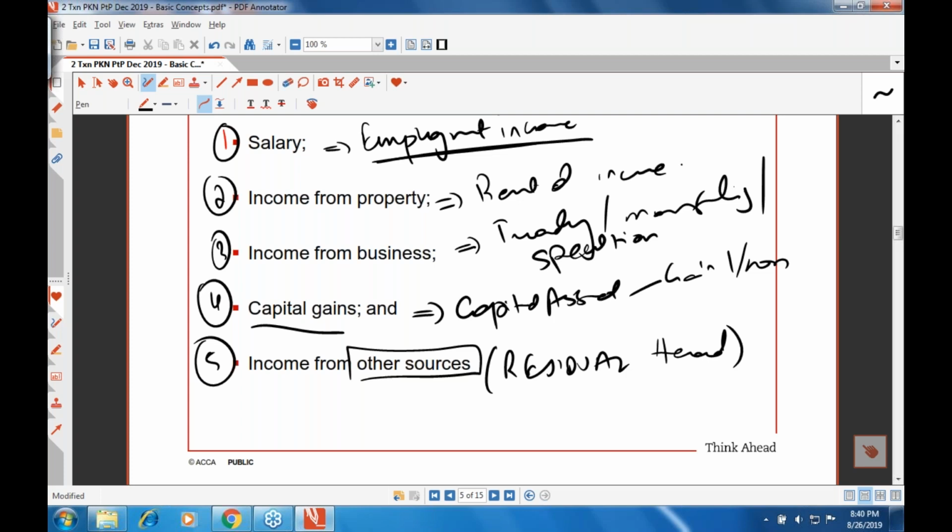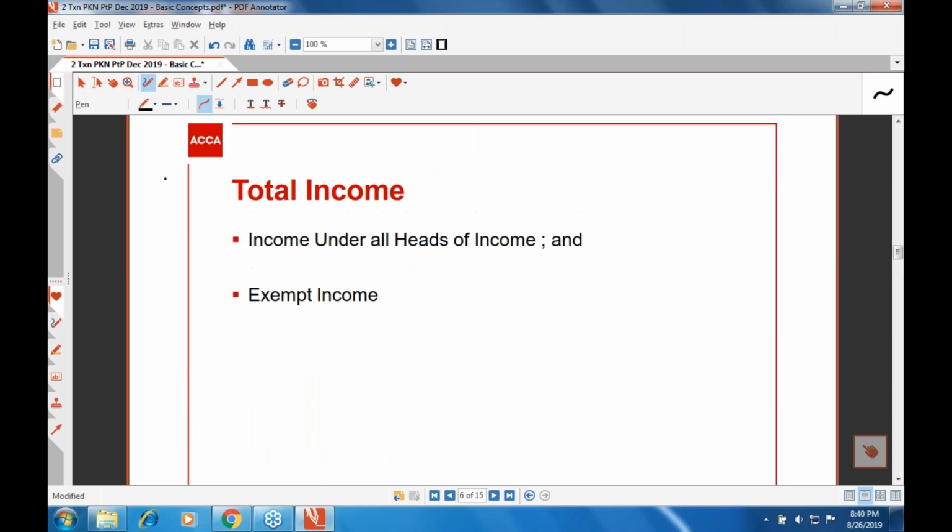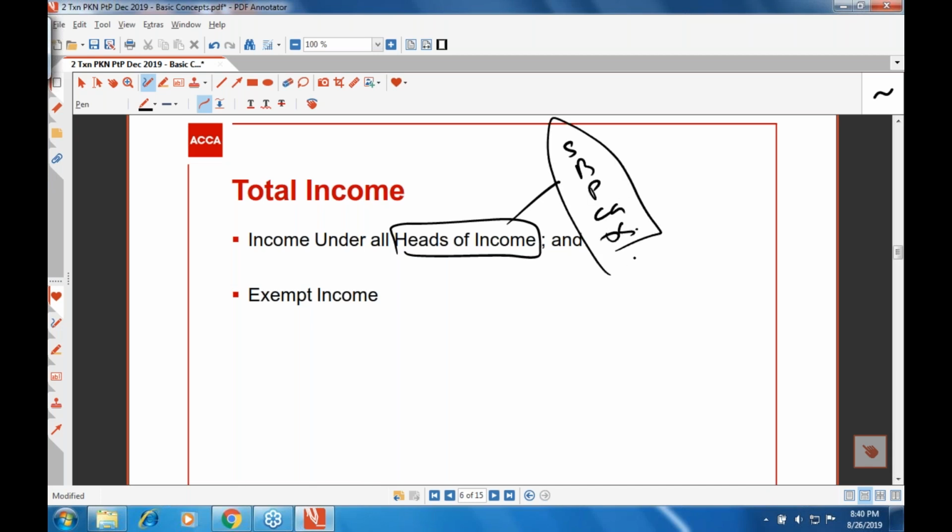Now let's move a bit forward. So that's the second concept that we have discussed. The third concept is called the total income. Now what's a total income? The total income actually refers to the income under all heads of income. What do we mean by income under all heads of income? That's salary, business, property, capital gain, other source, all of those heads of income and exempt income.